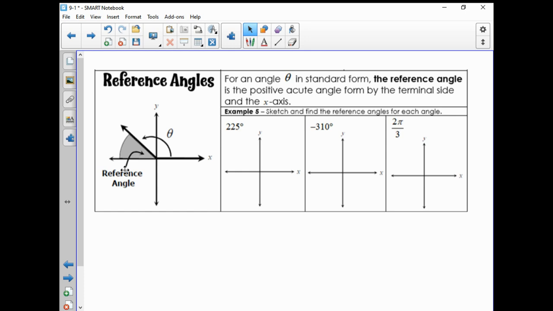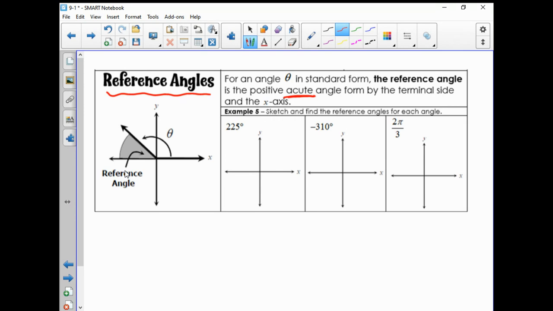All right, now we're on to what we are going to call reference angles. A reference angle is always an acute angle. Please just note that. So it's got to be an angle that is less than 90 degrees. It really can't be 90 degrees. So it's got to be less than 90 degrees.